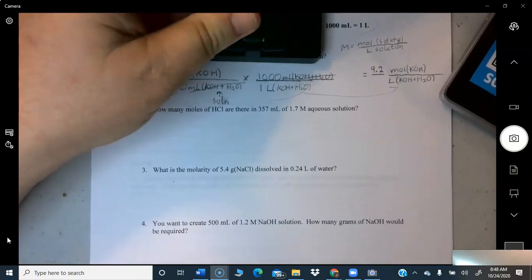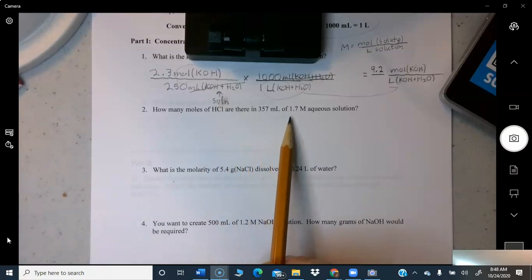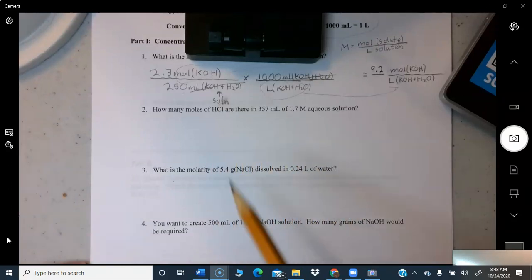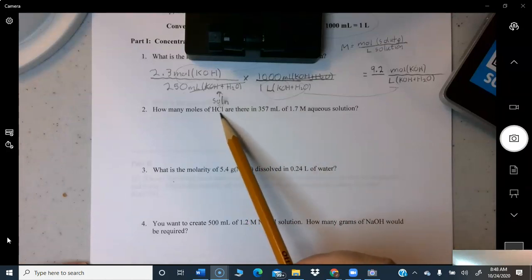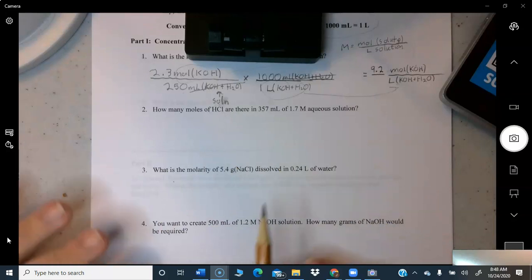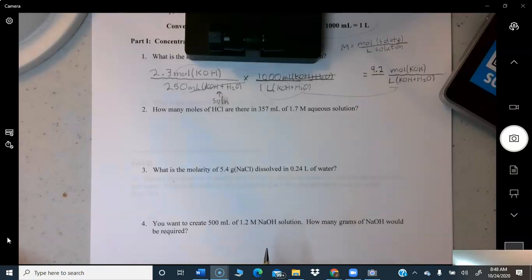Okay, let's keep going. How many moles of hydrochloric acid are there in 357 milliliters of 1.7 molar aqueous solution? So aqueous solution means a solution of hydrochloric acid mixed with water. Anytime, by the way, you're dealing with one of these problems and they don't say that the solvent is water, you can assume it's water.